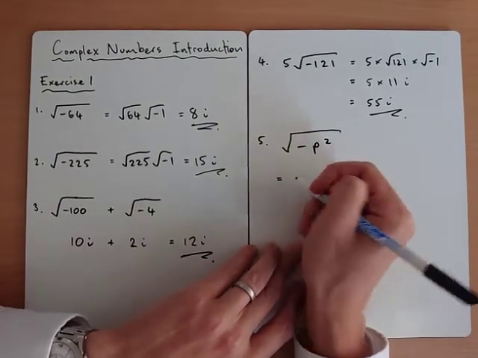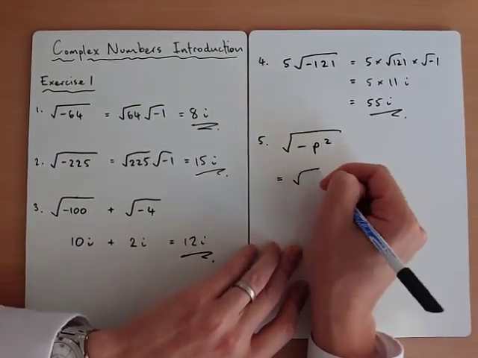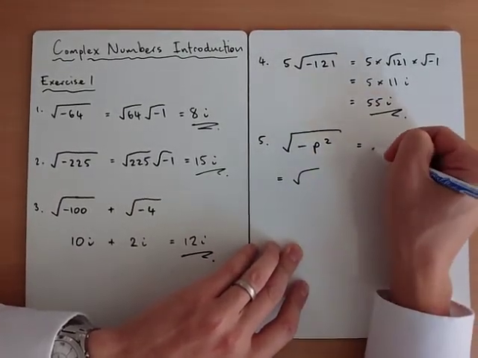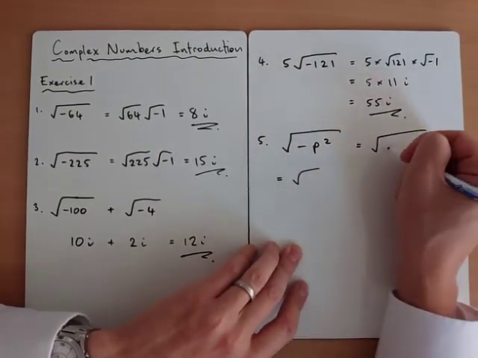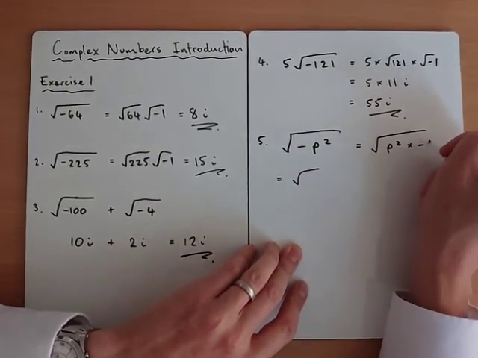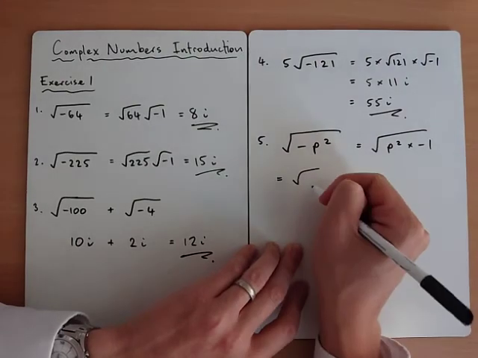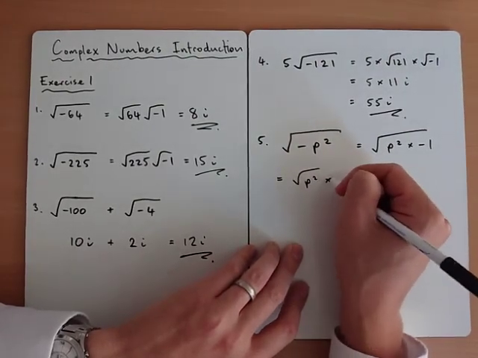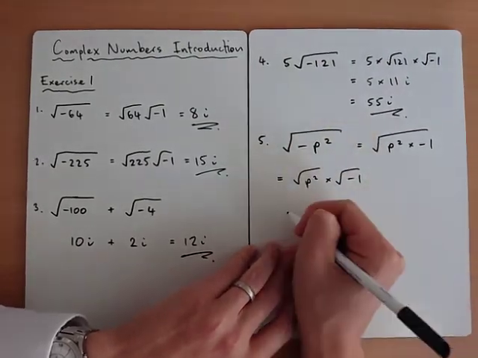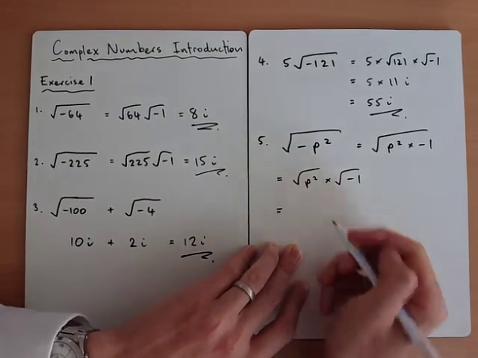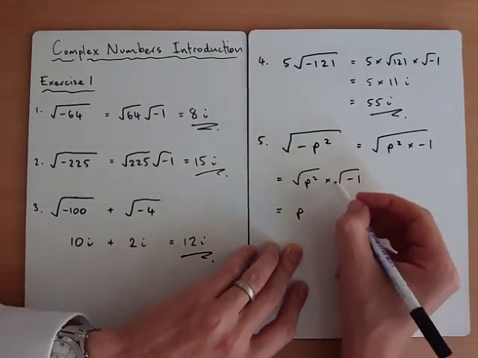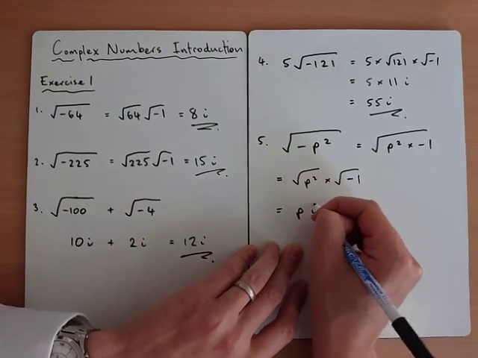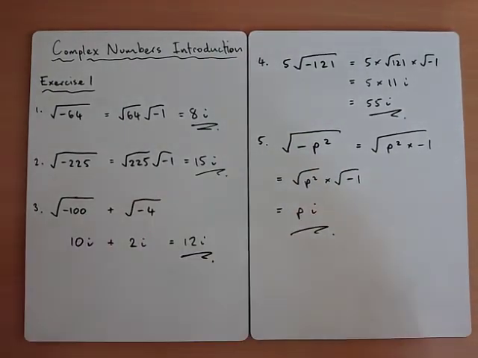Last one looks a little bit awkward because you've got some algebra thrown in, but don't panic. Let's just use the same rules. So the square root of minus p squared is the same as p squared times minus 1, isn't it? So we could write it as the square root of p squared times the square root of minus 1. Now the square root of p squared is p, the square root of minus 1 is I.